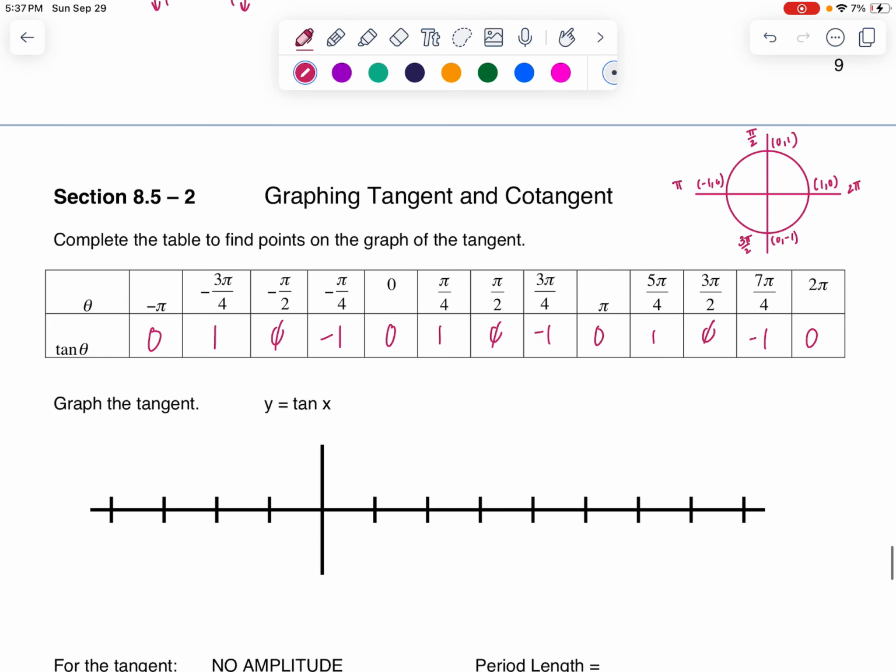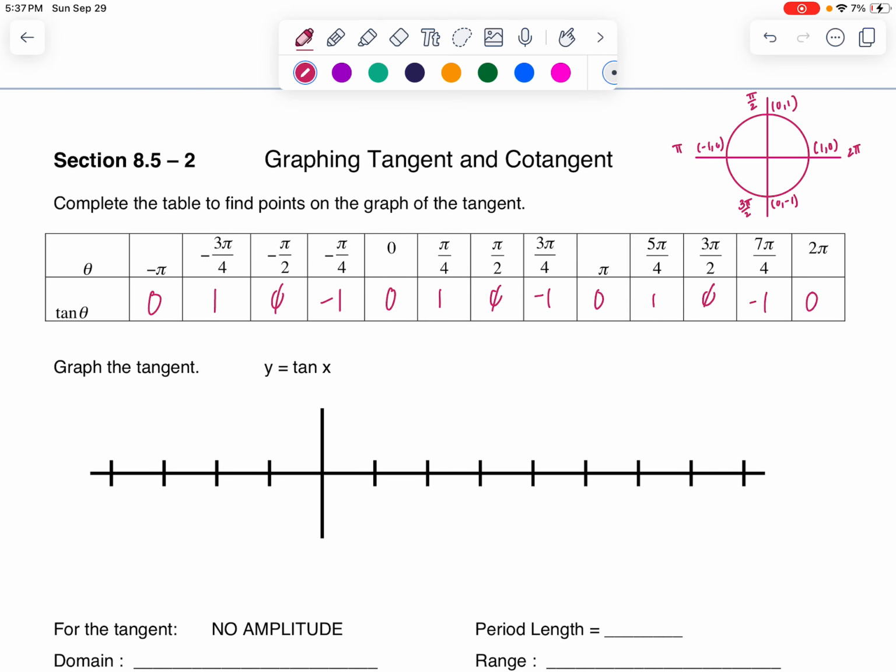So I'm going to go ahead and plot these thetas as my x's. So we have negative pi, negative 3 pi over 4, negative pi over 2, negative pi over 4, 0, and so forth. Go and fill this out. And let's just say there's just 1 and negative 1 on my graph. Then I can start going ahead and plotting the points.